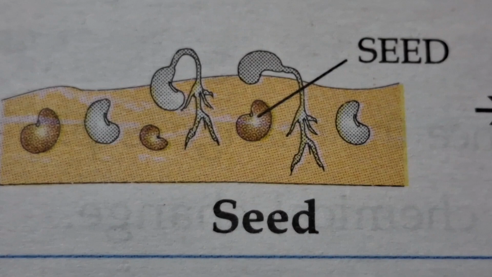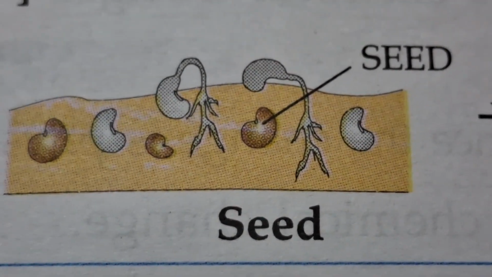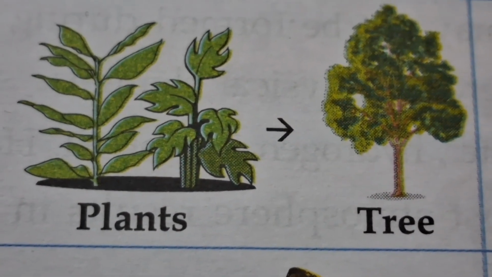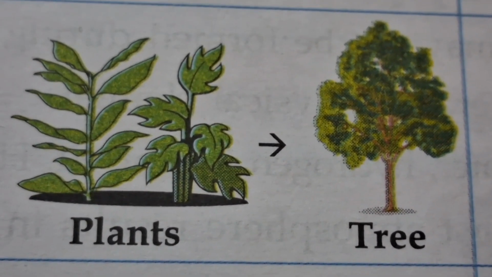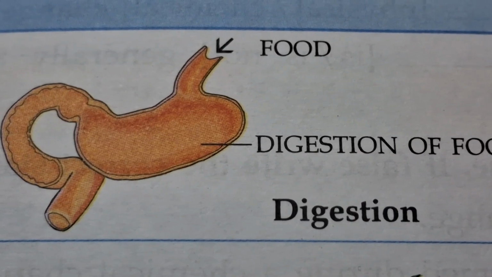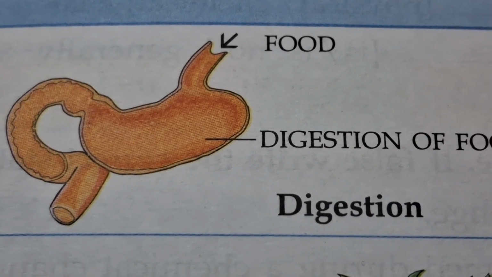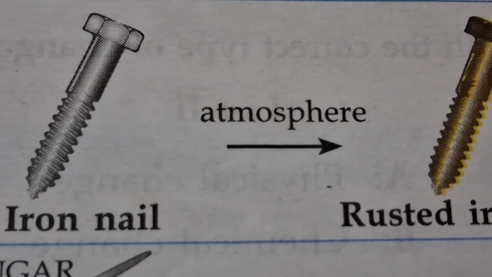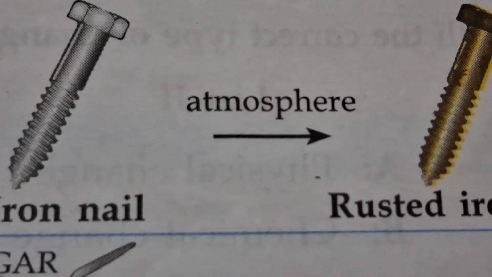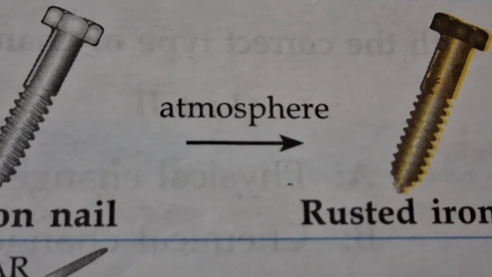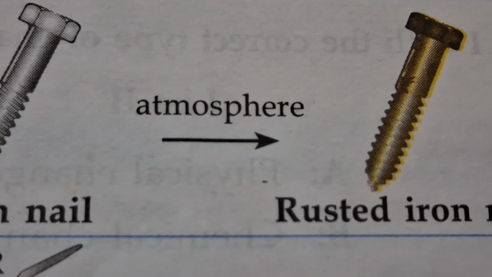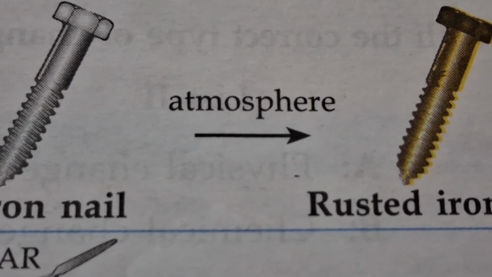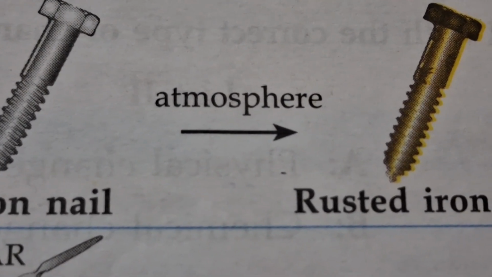Germination of a seed is an example of chemical change. The seedling grows into a new plant. A plant growing into a tree is also a chemical change. Digestion of food is a chemical change. The food we eat is different from the digested one. A new iron nail, when exposed to the atmosphere, starts rusting, and this rusted nail is different from the new nail. So it's a chemical change because a new substance is formed.